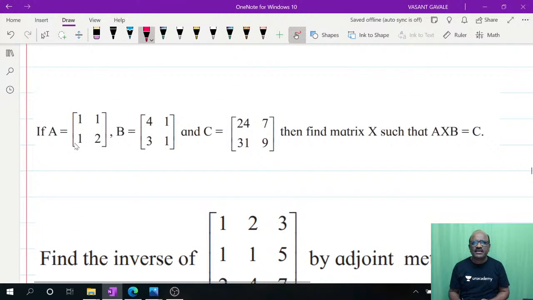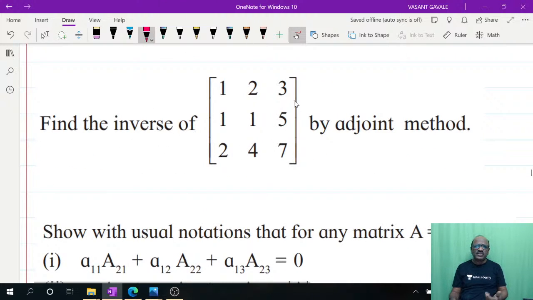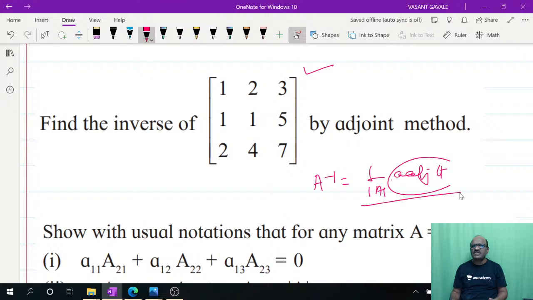Okay, if A, B, C matrices are given, then find the value of X such that AXB is equal to C. Next, find the inverse of a matrix by using the adjoint method. First of all, you have to find out the determinant of a matrix and then find out its cofactors. Then you will get the cofactor matrix, then the adjoint of it, and then apply the formula, that is, A inverse is equal to 1 upon determinant of A into adjoint of A, and you will get the inverse of a matrix by using the adjoint method.